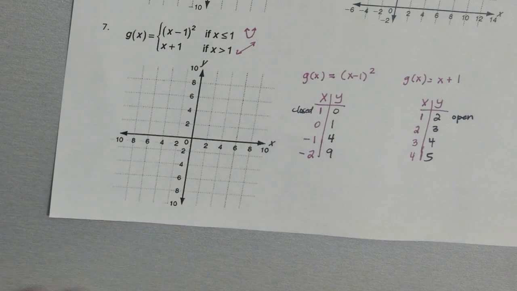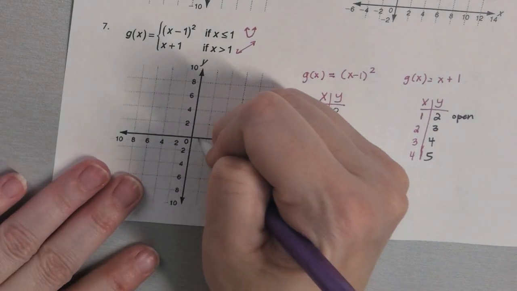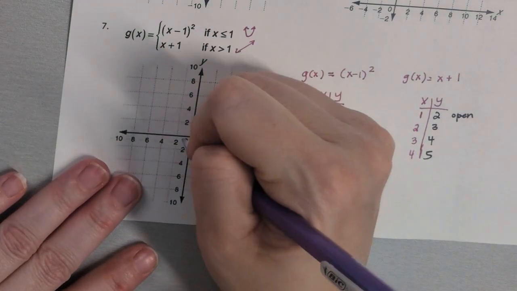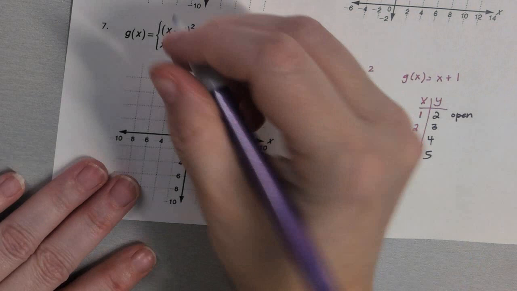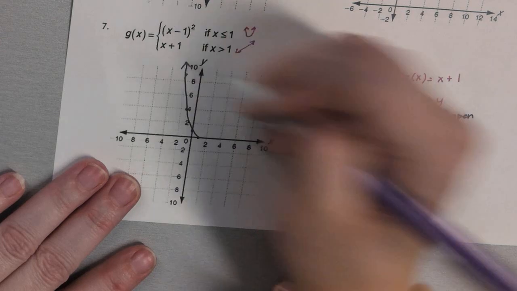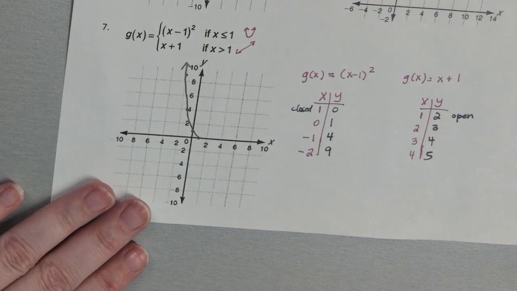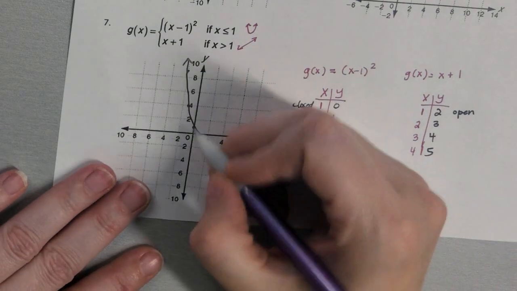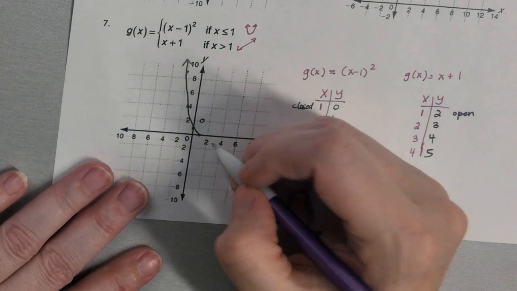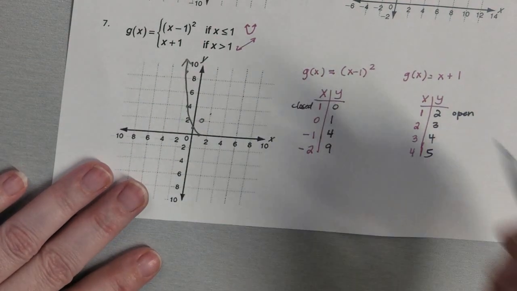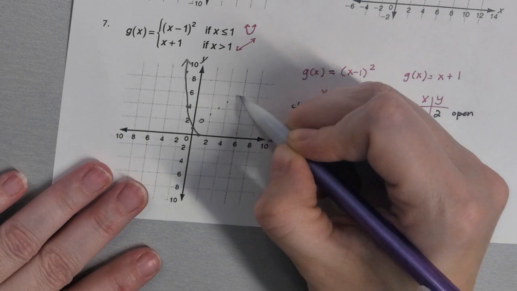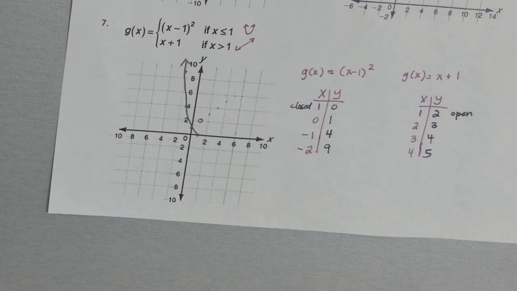Okay? All right, so I'm at 1, 0, 0, 1, -1, 4, and -2, 9. So we do have to connect that with a curve. So don't try to connect that with a straight line there. And then at 1, 2, I have an open circle. And then I'm at 2, 3, 3, 4, 4, 5, 5, 6, and then I'm just going to use my straight edge to span the graph.